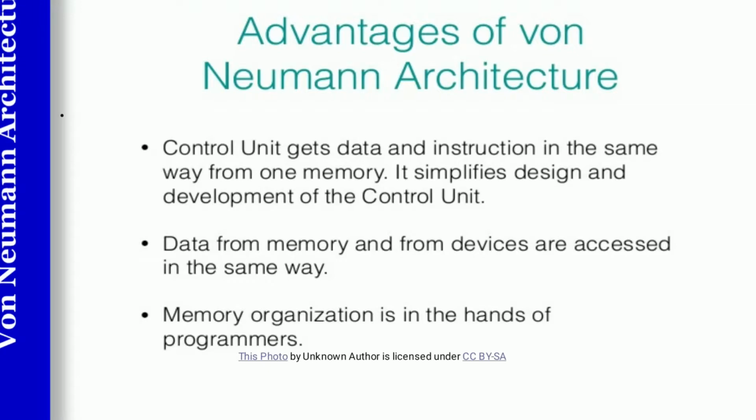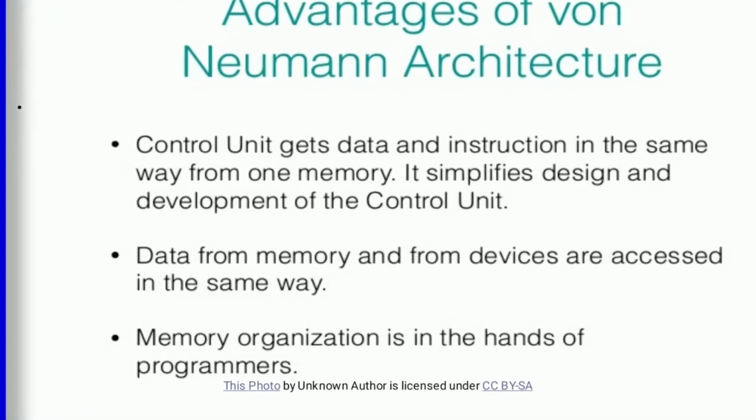The memory organization is in the hands of programmers. The second advantage of Von Neumann architecture is memory organization, which is in the hands of programmers. For example, if you want to store any video or audio, you can store it in secondary memory, or in a particular drive or a particular folder, in a particular space, wherever you want. So memory organization is in the hands of the programmers. That is the advantage of Von Neumann architecture.